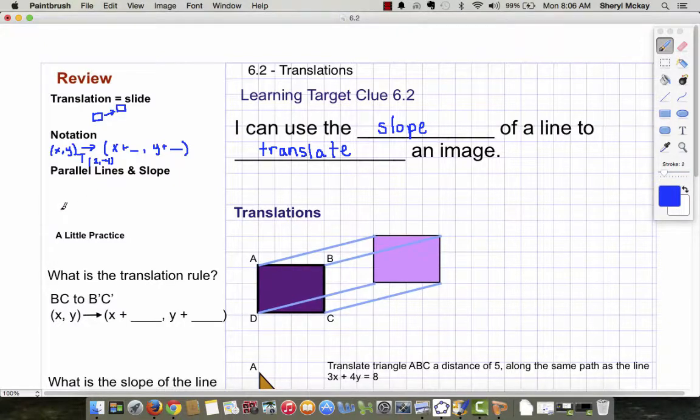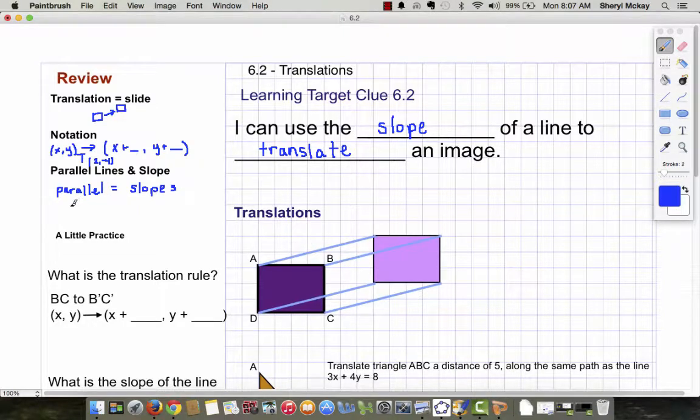All right. Now, the other thing that we're going to be focusing on today is translations and how they relate to parallel lines. And so I want to remind us of what we already know about two parallel lines and their slope. And what is it that we know? Well, we know that parallel lines have equal slopes, okay? Their slopes are exactly the same.